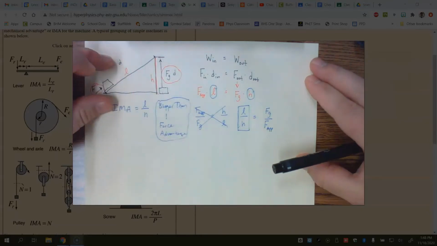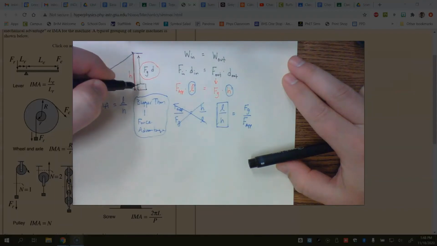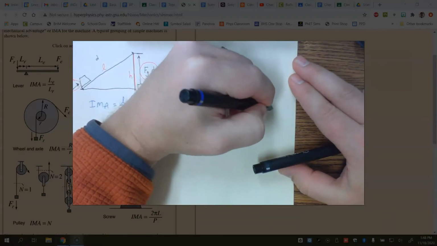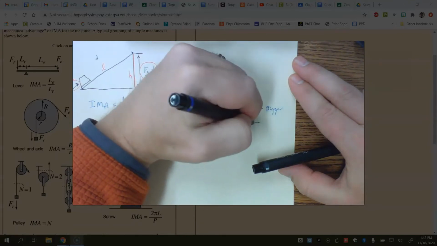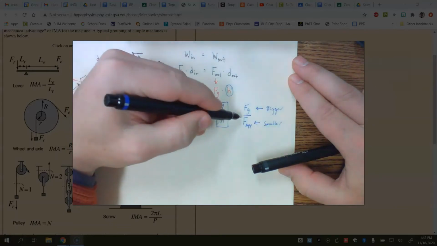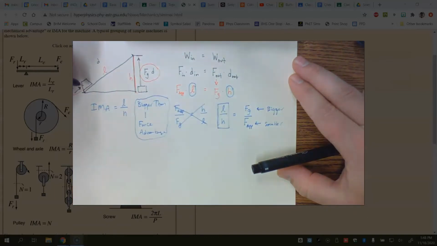So it's going to give us a force advantage. Now let's look at what happens here on the force side. What that means is this number is going to have to be the bigger number. This number is going to have to be the smaller number. So we're going to put less force into this than what we would need if we just lifted it straight up. And that's the reason why we're using this ramp.